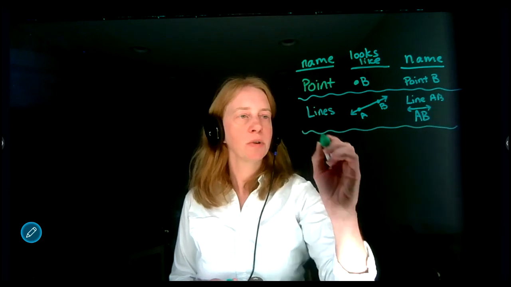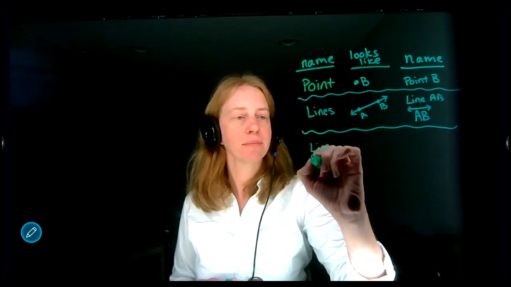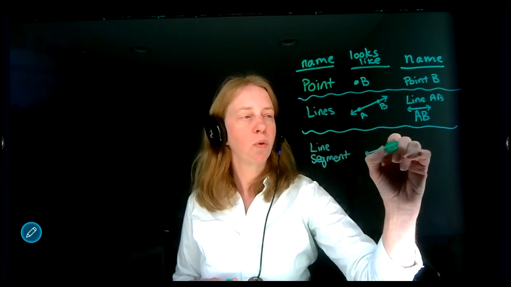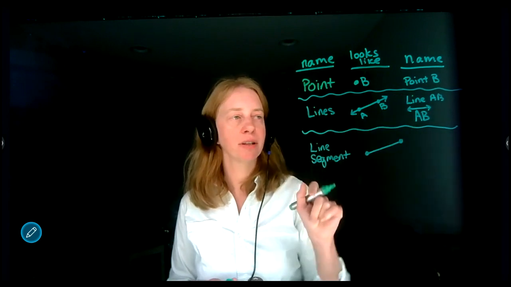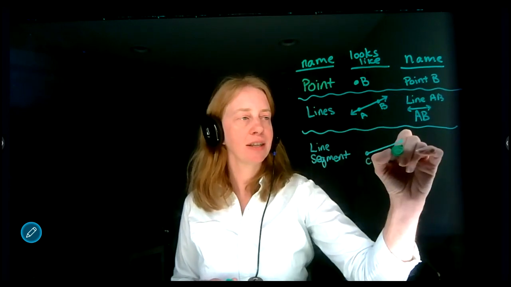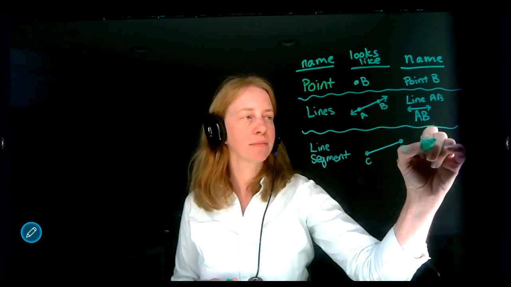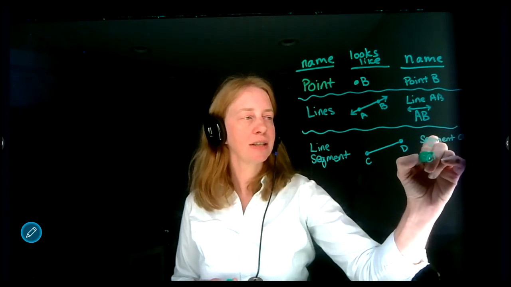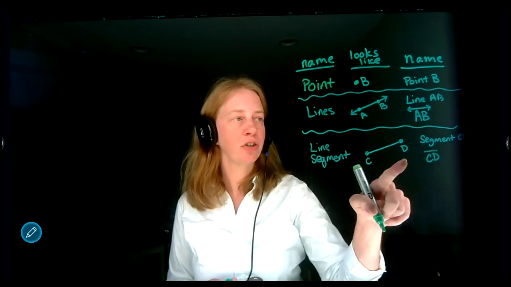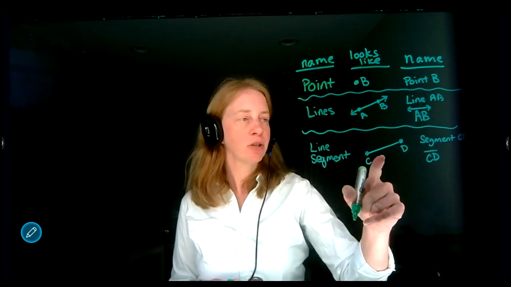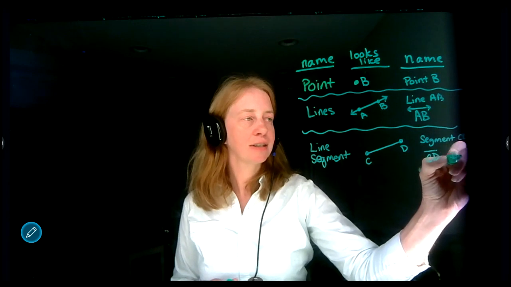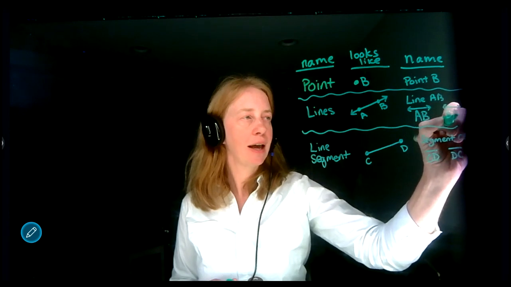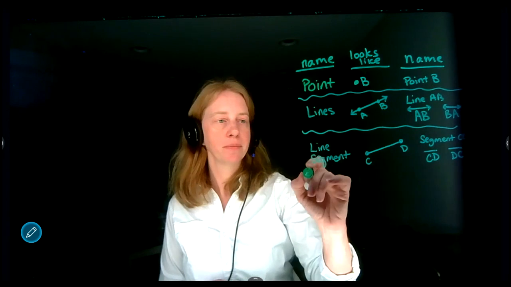The next one we're going to do is a line segment. A line segment has points at the end. It does not continue on forever like a line. It has points at the end. So this one we're going to call segment CD, and we're going to name it CD with just a straight line, no arrows on top. Now, I should point out that we could also name this DC in the same way that we could also name this BA. Either way is fine.